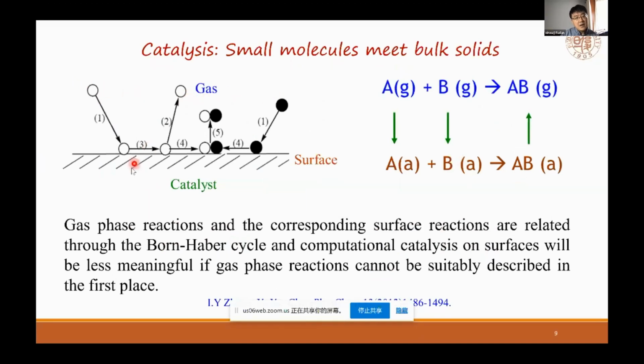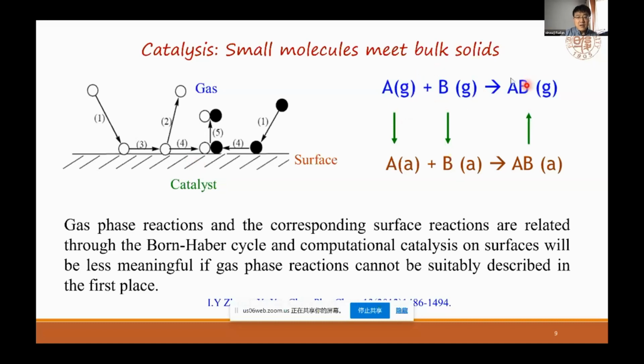Well, for catalysis, this is where small molecules meet bulk solids. Reactants in the gas phase are activated through interacting with the surface of the catalyst, which transforms the reactants to the desired product. Therefore, you need a computational method that is good for both chemistry and materials. The former should be able to accurately describe chemical bond breaking and forming, while the latter should be capable of describing the electronic structure of the solid surface.